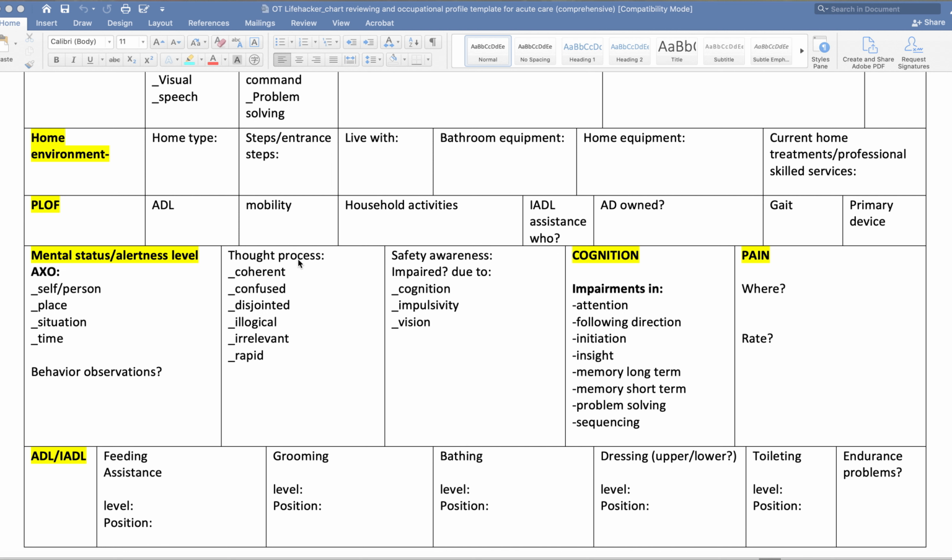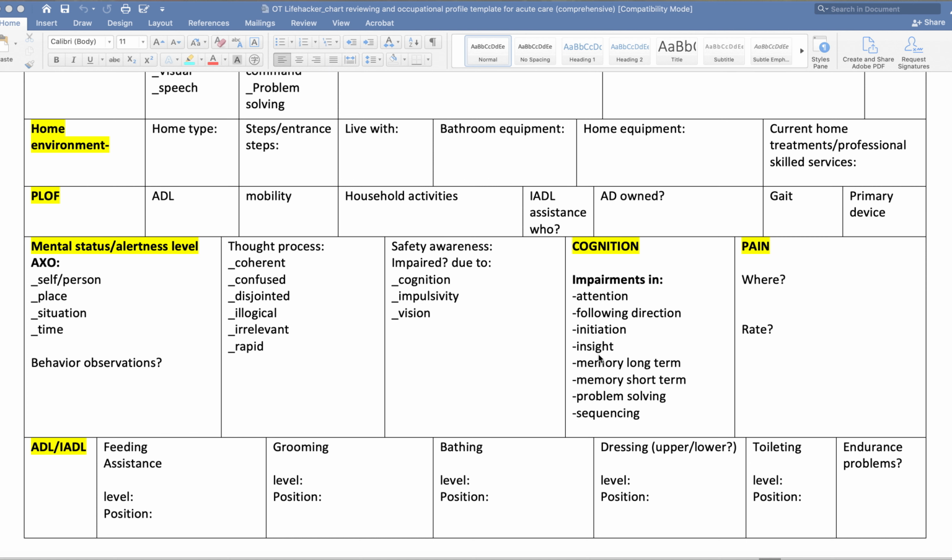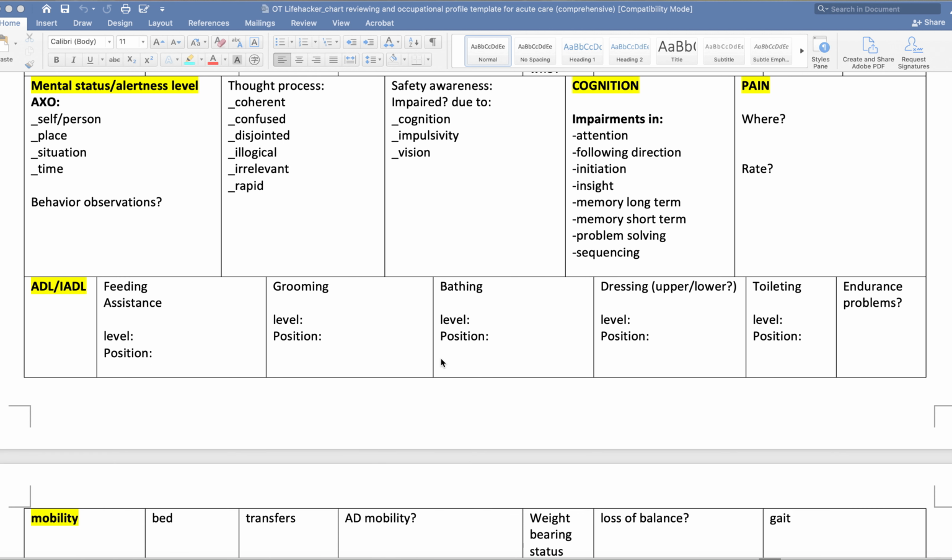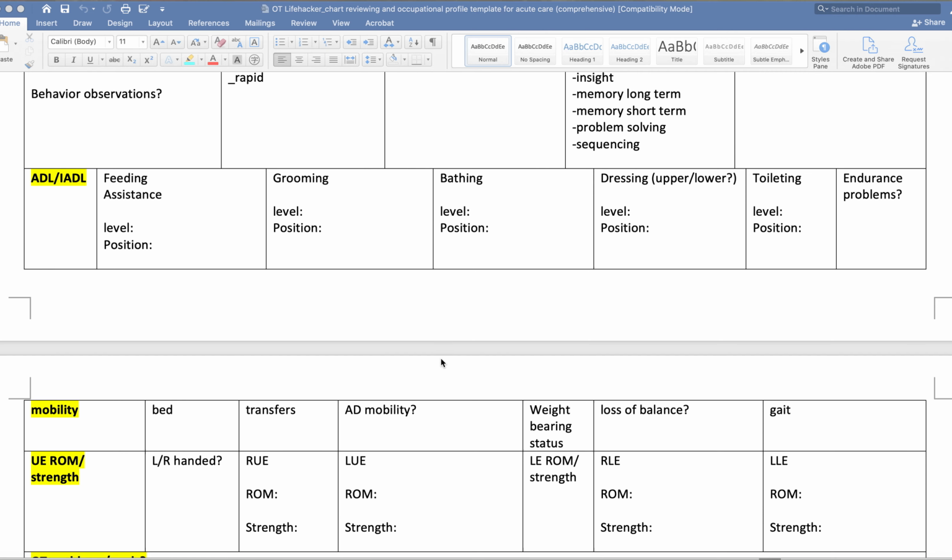And then their thought process, are they coherent or are they confused, disjointed in their thoughts, illogical, irrelevant with topics, rapid, do they go off topic, safety awareness, is it impaired, and if so, due to what reason. Cognition, look at the impairments in all of the following, and of course, try to test for them. Pain, where is it, and rate it, 1 to 10, or whatever the scale you use.